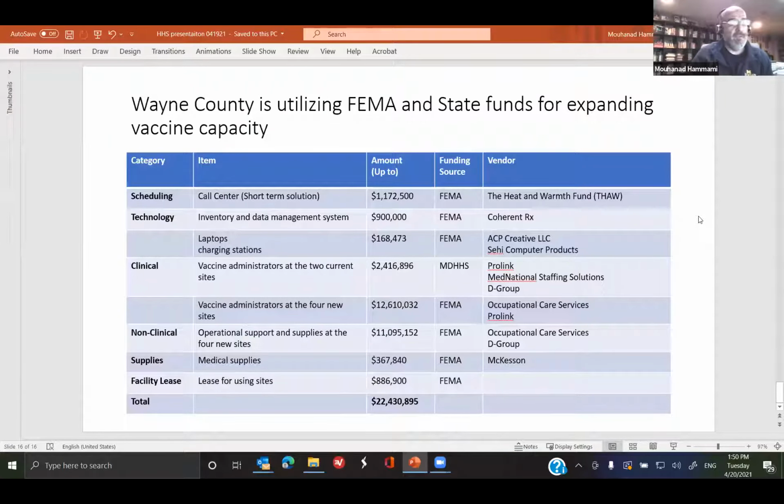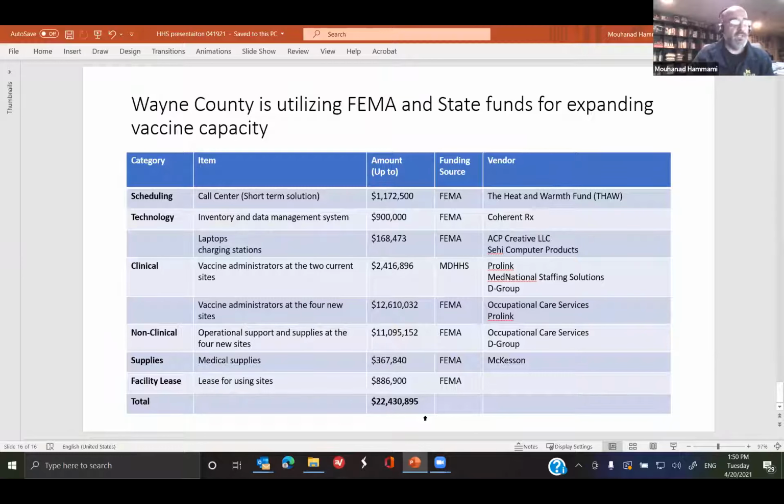These are up to amounts. We are not using all the amount, but the total is close to $23 million in supporting this. The call center is currently operating through THAW as a short-term solution. There is an RFP that is also out, and we are looking for a long-term solution for a call center.